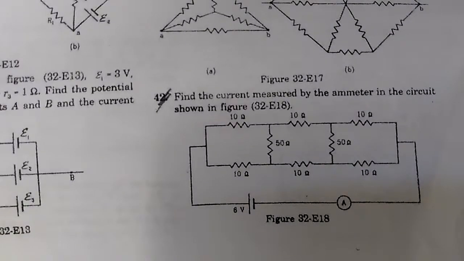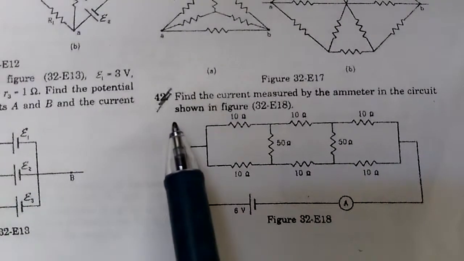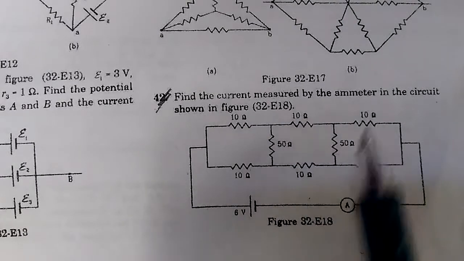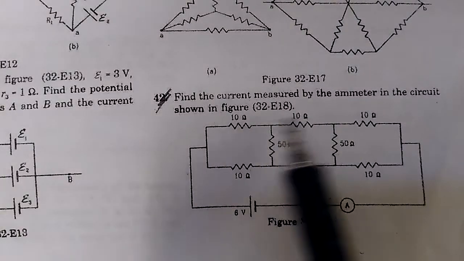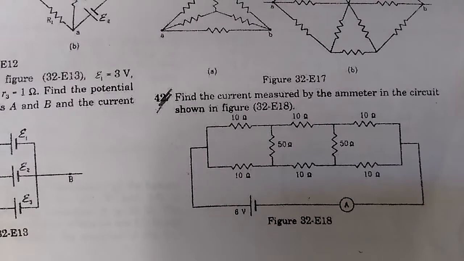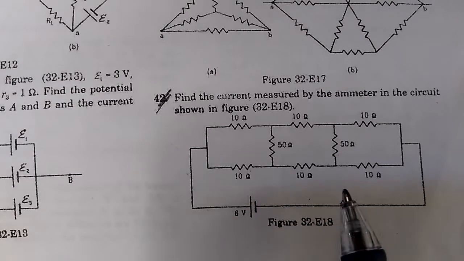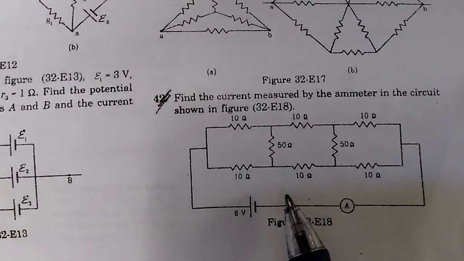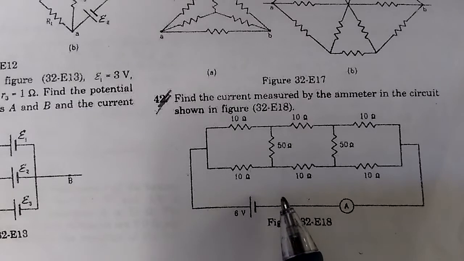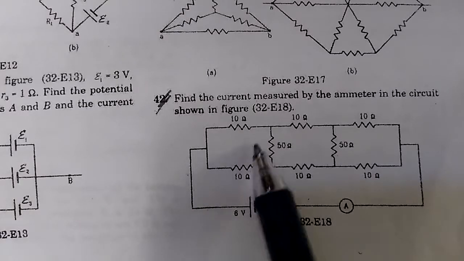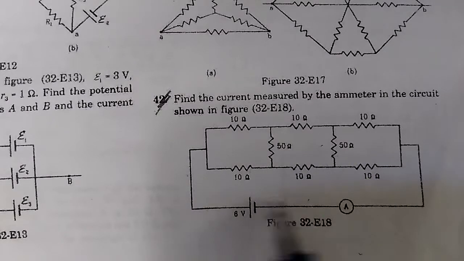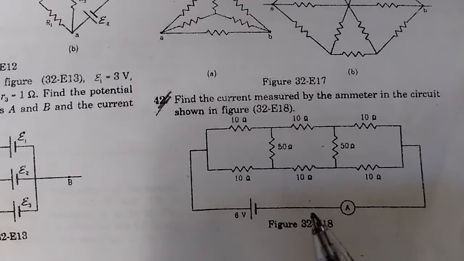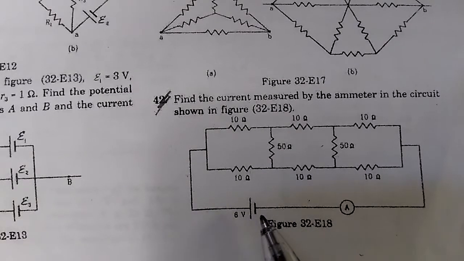In question number 42, we need to find the current measured by the ammeter in the circuit shown in this figure. So, one way to solve this problem could be to set up Kirchhoff's voltage law in this loop and this loop, 4 loops. There will be 4 variables to solve for, and it gets tricky here.